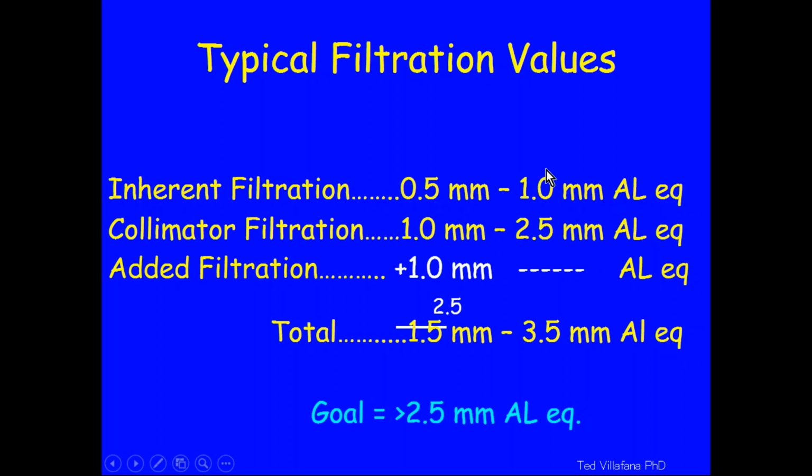What if you had a machine that had the 1 millimeter inherent and 2.5 collimator? Well, right there you have 3.5. You have more than met the minimum of 2.5 millimeters of aluminum equivalent. Most physicists will shoot to have their machines between 3 and 3.5 millimeters of aluminum equivalent. Remember, the 2.5 is a minimum. It's a little bit better if you have a little bit more, in terms of your dose to the patient. So you're shooting for the range of 3 to 3.5, but you've got to meet that minimum of 2.5.